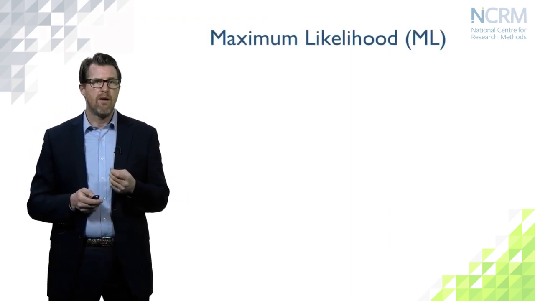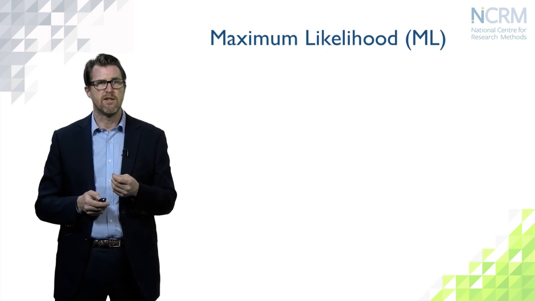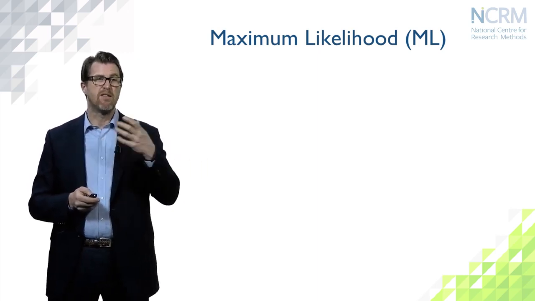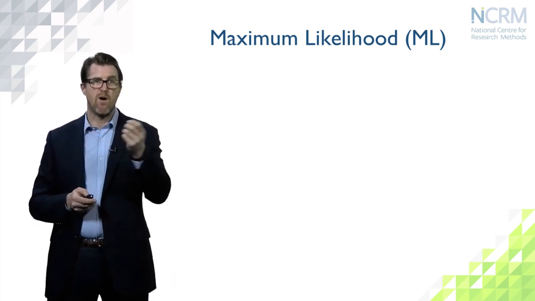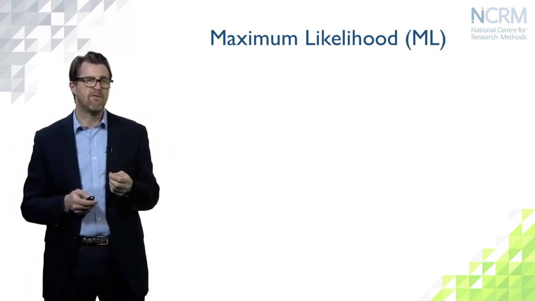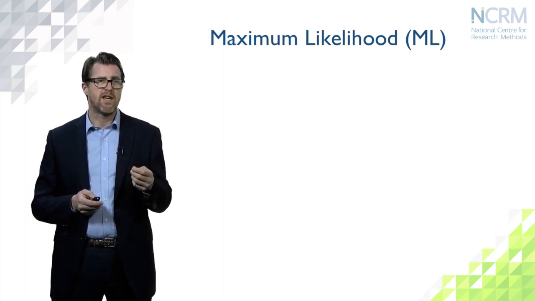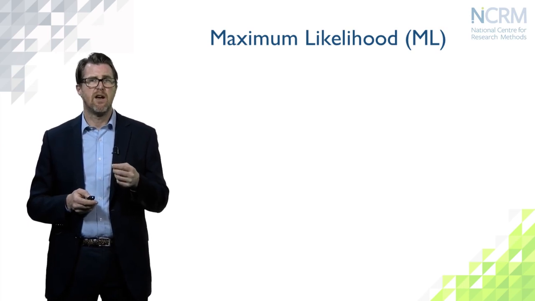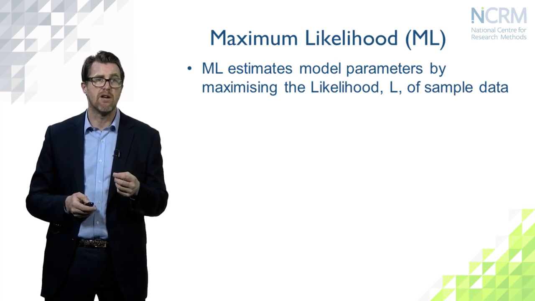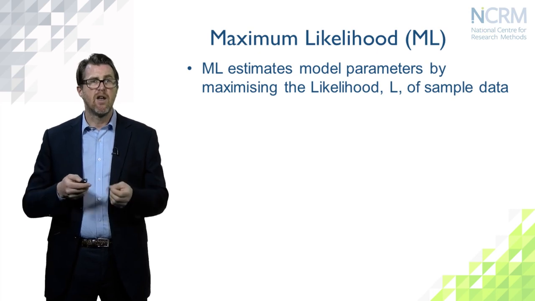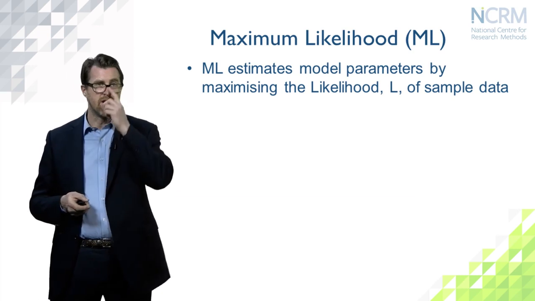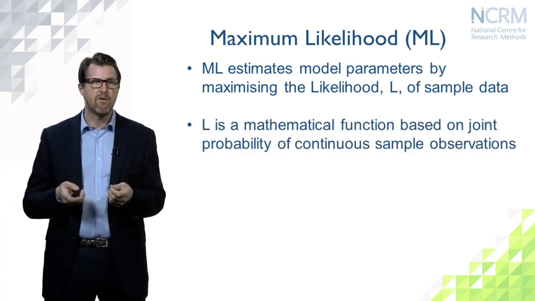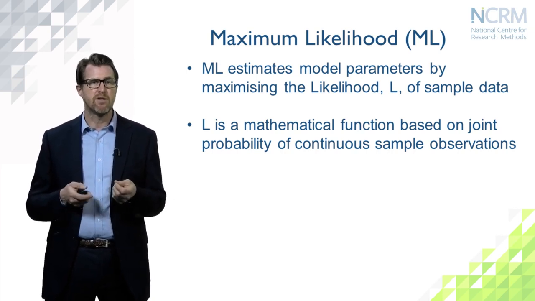Now, an important aspect of any model fitting, and structural equation modeling is no different, is the need to estimate what the unknown parameters in our models are. The betas. What is the relationship between eta 1 and eta 2 in the population? There are different ways of estimating these parameters. In standard regression modeling, we would use ordinary least squares. In structural equation modeling, practice is mainly around using a technique called maximum likelihood. Maximum likelihood estimates the unknown model parameters by maximizing the likelihood, which we can denote L, of a particular sample of data. L, the likelihood, is a mathematical function which is based on the joint probability of continuous sample observations.